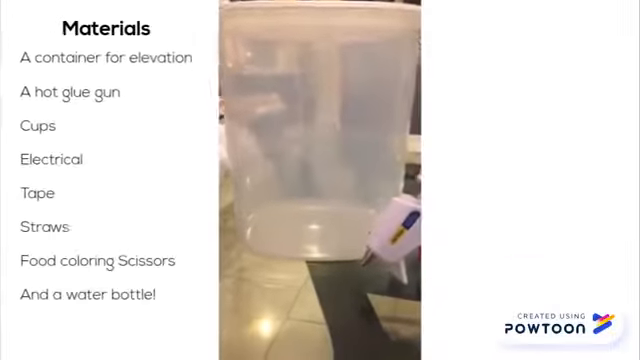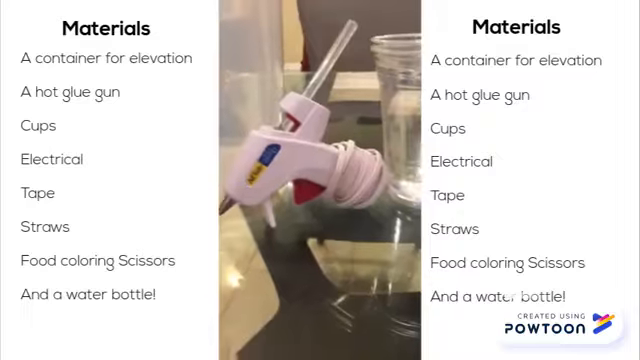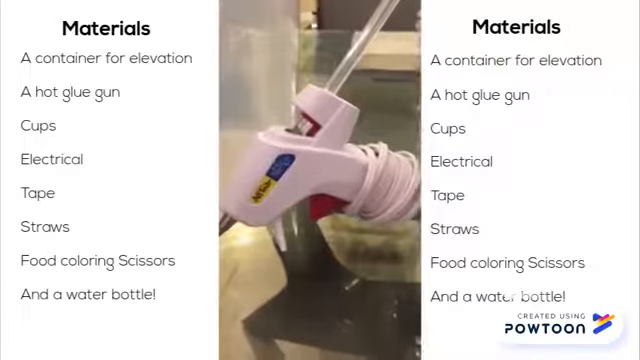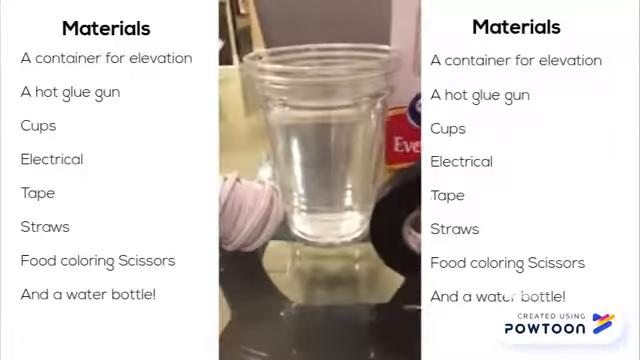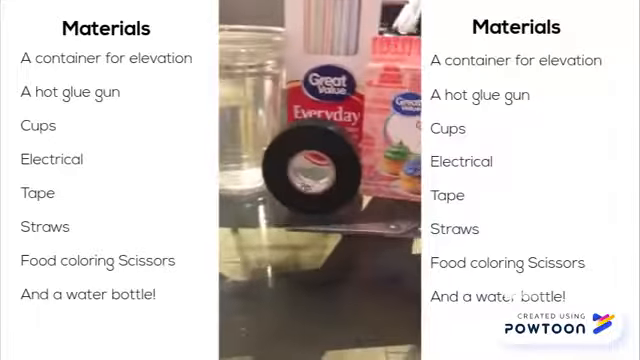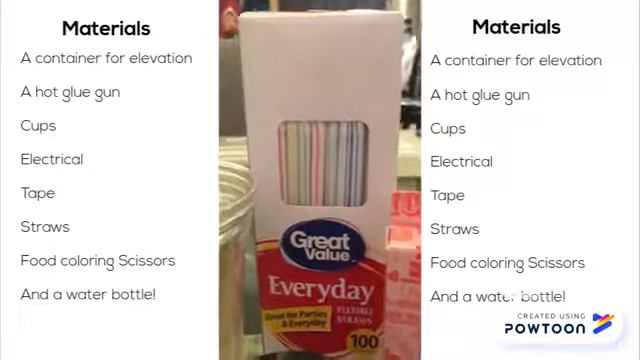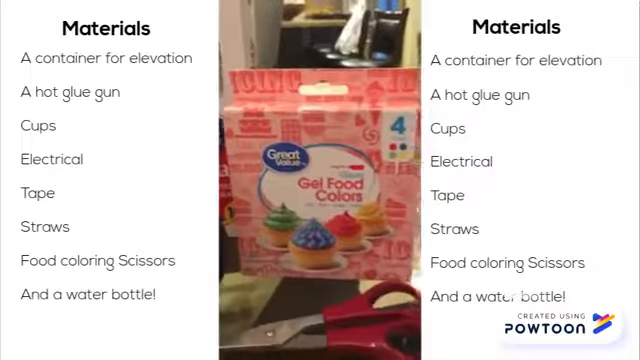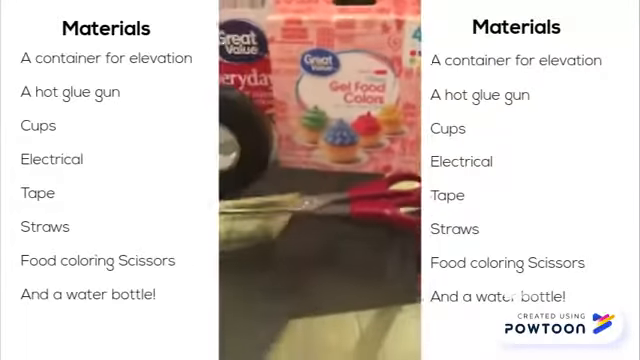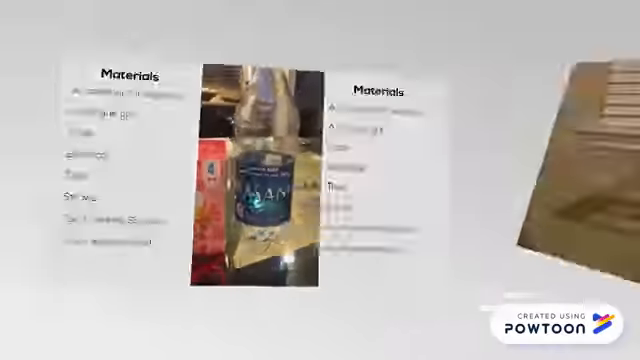Materials for this project include a container, a hot glue gun, cups filled with water, electrical tape, straws, food coloring, scissors, and a water bottle.